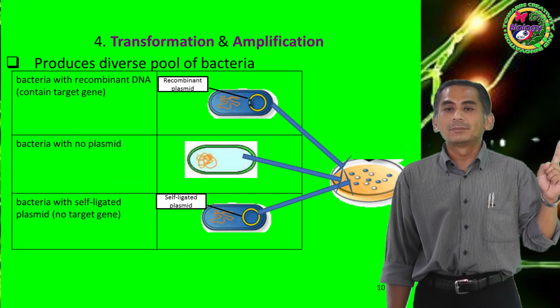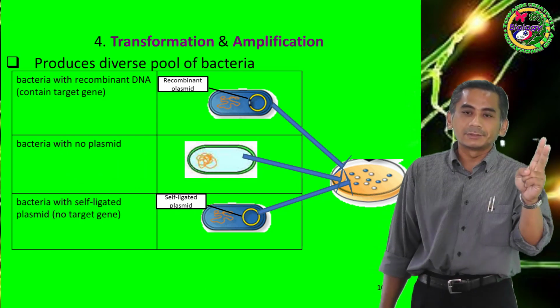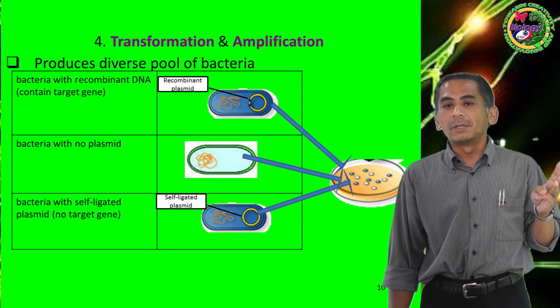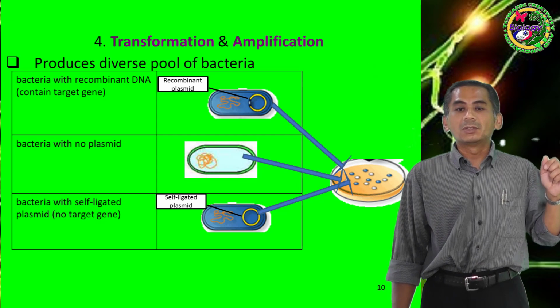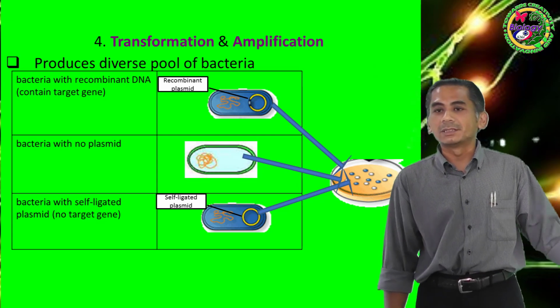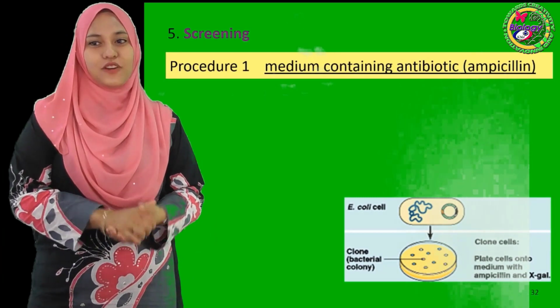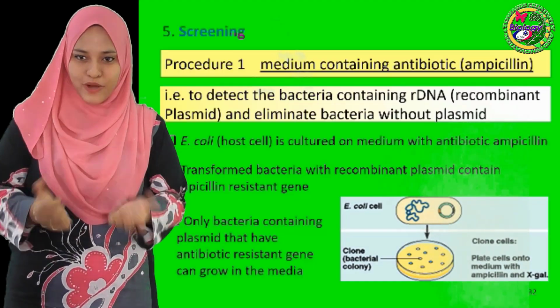The first type, bacteria that have the recombinant plasmid with the target gene. Second, bacteria with no plasmid. And the third, bacteria that have a self-ligated plasmid, meaning it does not contain the gene of interest. So now we need to identify the bacteria that contain the recombinant plasmid. So a screening process is required.